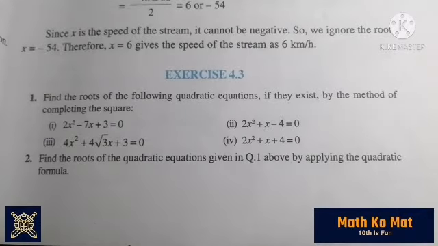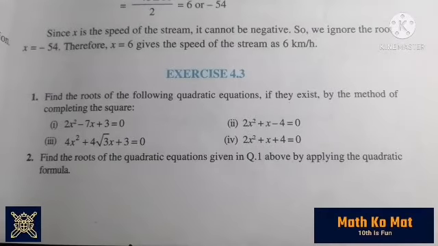In this video, we'll be doing exercise 4.3 of quadratic equations. Here we are doing the first question, where you have to find the roots of the given equations, if they exist, by the method of completing the square. So in this question, you just have to convert the given equation into the form of either of the two identities, that are (a plus b) whole square or (a minus b) whole square. So let's start.